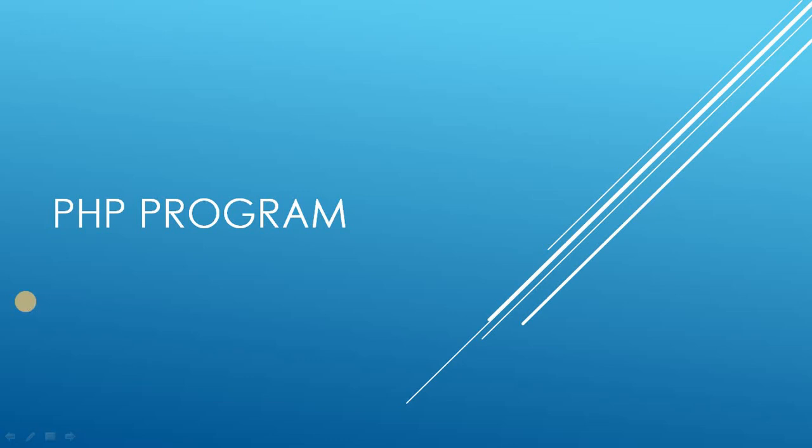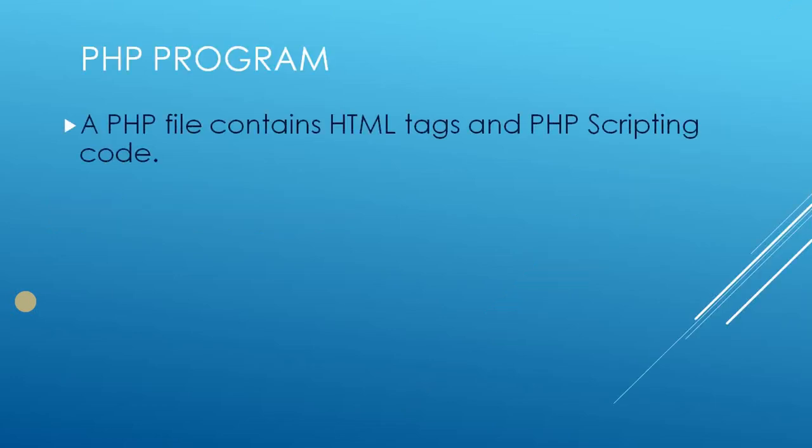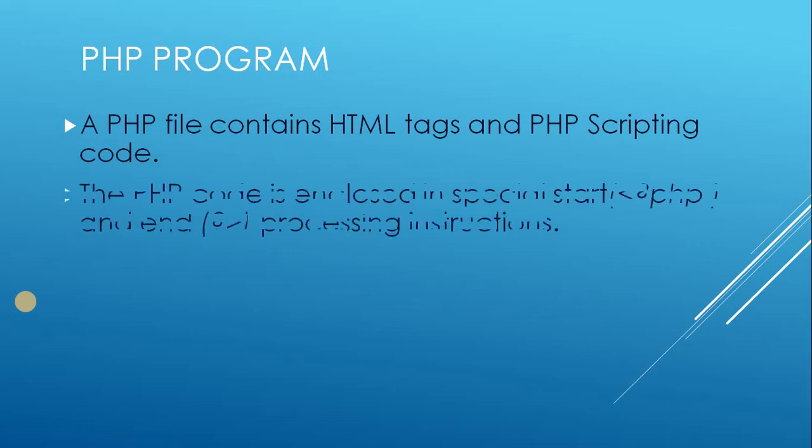Hello students, in the last class we have seen different features of PHP. Today we are going to see how to write a program in PHP. A PHP file contains tags, that is HTML tags, and PHP scripting code. So when you are writing a PHP file, we have both HTML tags as well as PHP script.